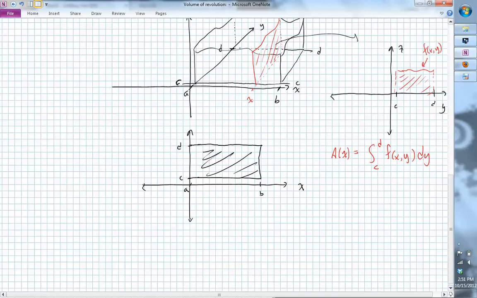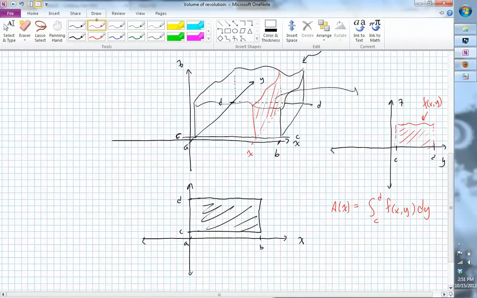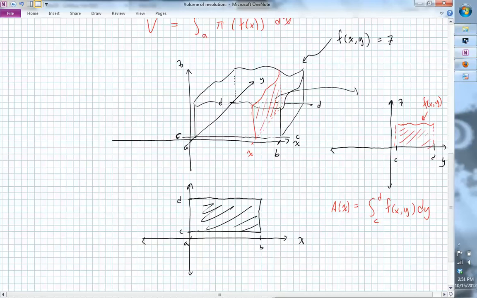What's the next step? If I want the volume of the entire figure, what's the next step? Fatten it up by a dx. So let's do that. I'm going to sketch that in right here. So we'll fatten that up by a dx. And so dV is just this area of the cross section times dx.